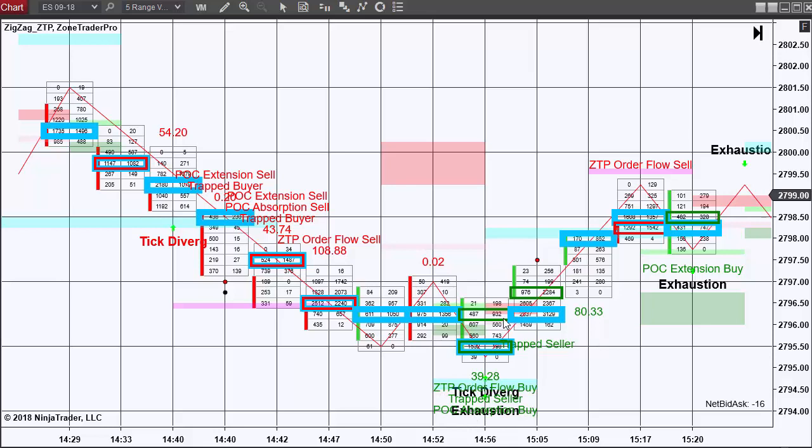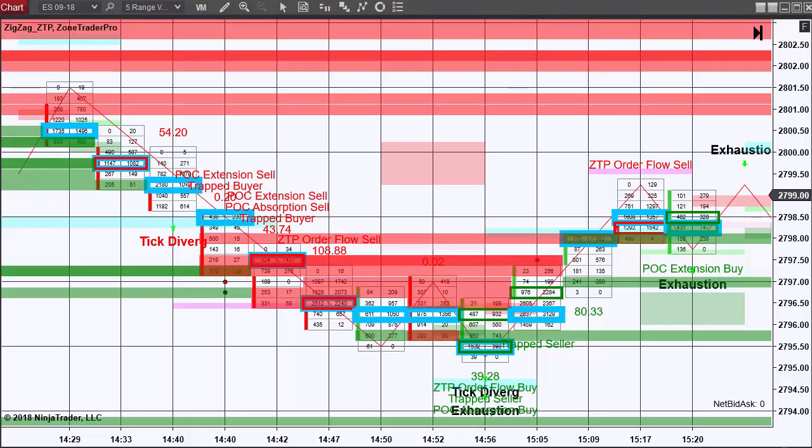As the market continues to trade higher, we then see a trapped seller indication as sellers are again trying at a price of 27.96 and a quarter to take the market lower. As the market goes higher, we see a continuation ratio here. And exactly at the ZoneTraderPro strong trend resistance zone, we have a ZoneTraderPro order flow sell.